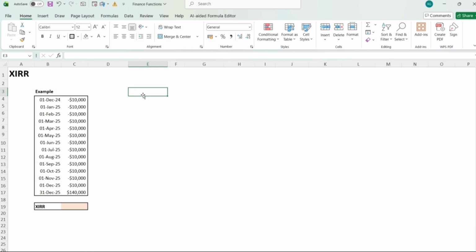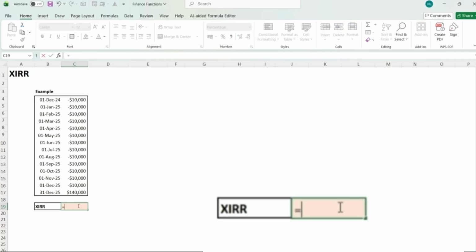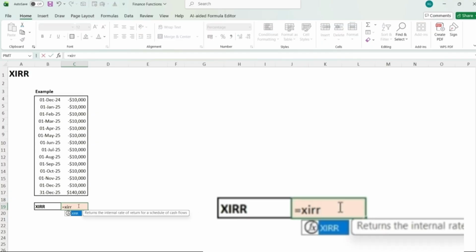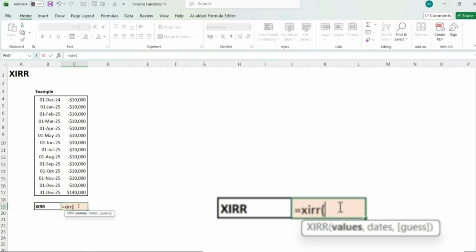In such a situation, we cannot use the IRR function in Excel because the cash flows are irregular at different time periods. These are not annualized cash flows, these are at a specific date. So, here in such a case, we can use the XIRR function in Excel. To use the XIRR function, we'll type is equal to XIRR bracket open. So there are two inputs required to use the XIRR function. One is the value and second is the dates.